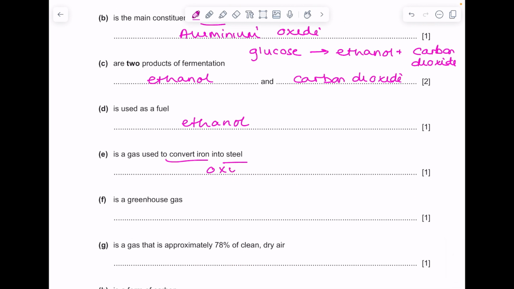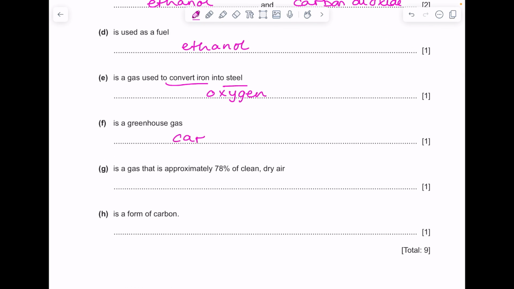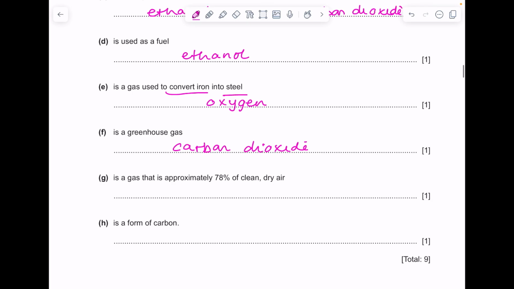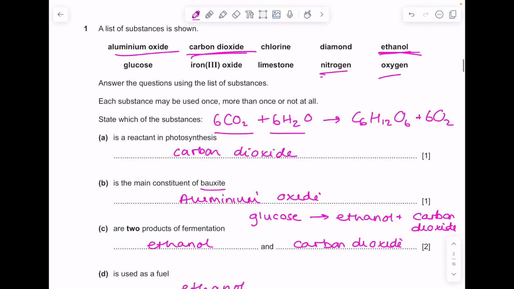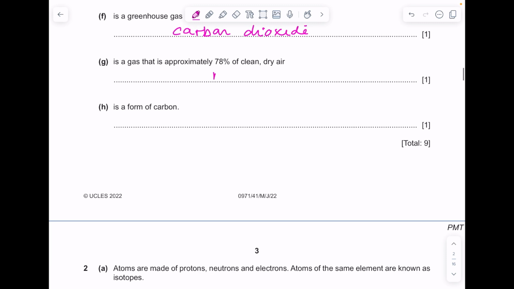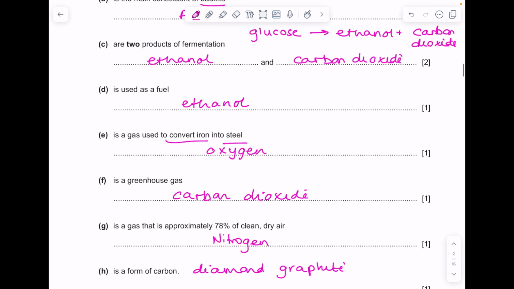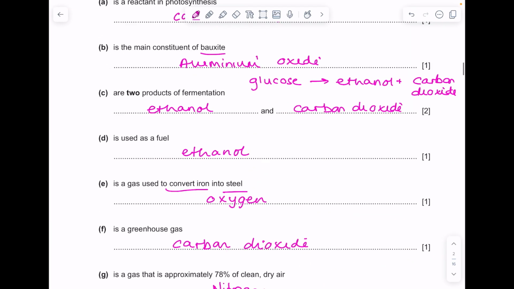Is a greenhouse gas. Gosh, carbon dioxide is coming up an awful lot. Remember, carbon dioxide, methane, water vapour, nitrous oxides. They're all examples of greenhouse gases. Is a gas that is approximately 78% of clean, dry air. That is nitrogen. Is a form of carbon, so you're looking for something like diamond or graphite here. So let's see what we have in the list. Whoop, diamond.